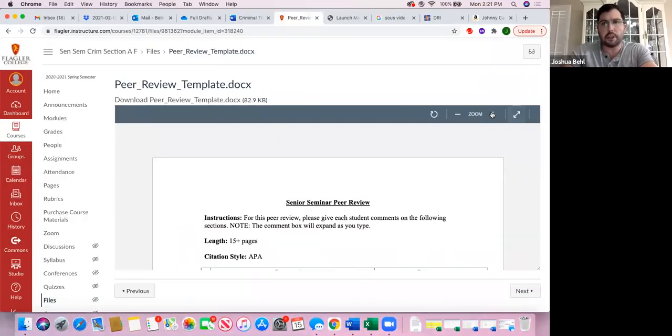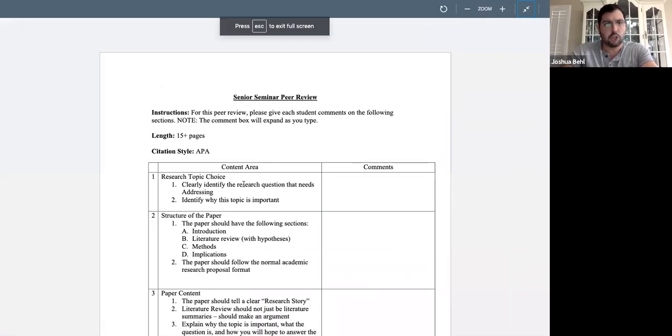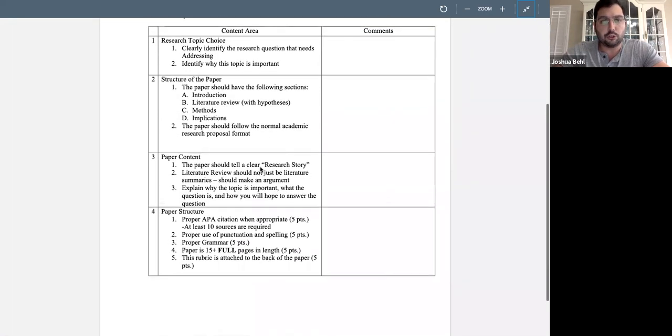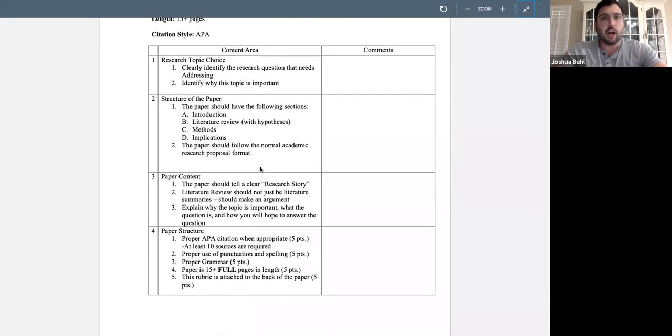And pull up the peer review template here, okay? So this is basically kind of the final rubric for your paper. Also, you'll be asked to use this template when you do your peer reviews later on, right? We'll talk about that later. So the first thing is your research topic choice. You need to have a clearly defined research question that needs addressing, and you have to identify why it's important. More or less, you guys kind of did that in your first assignment, at least the first half of that. The whole crux of the paper is making an argument that this research question matters.